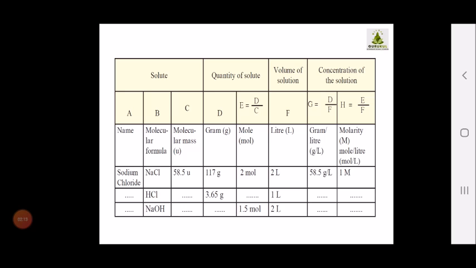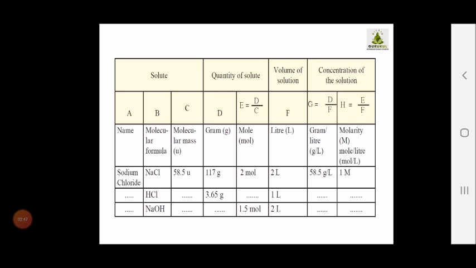The first one they have done for you. The name of the first substance is sodium chloride, that is NaCl. Molecular formula NaCl you know. Molecular mass is 58.5 units. So quantity of solute: suppose you have 170 grams, then how many moles will it be? It will be 2 moles. And volume of the solution, suppose it is 2 liters, then what will be the concentration of the solution?